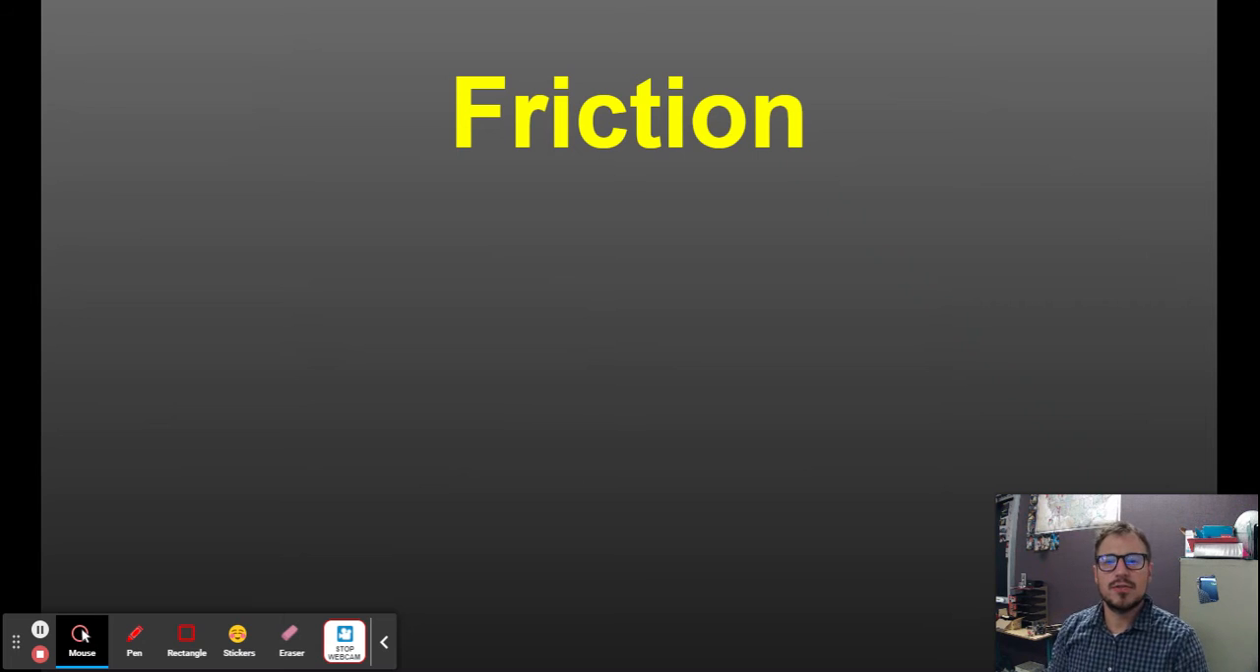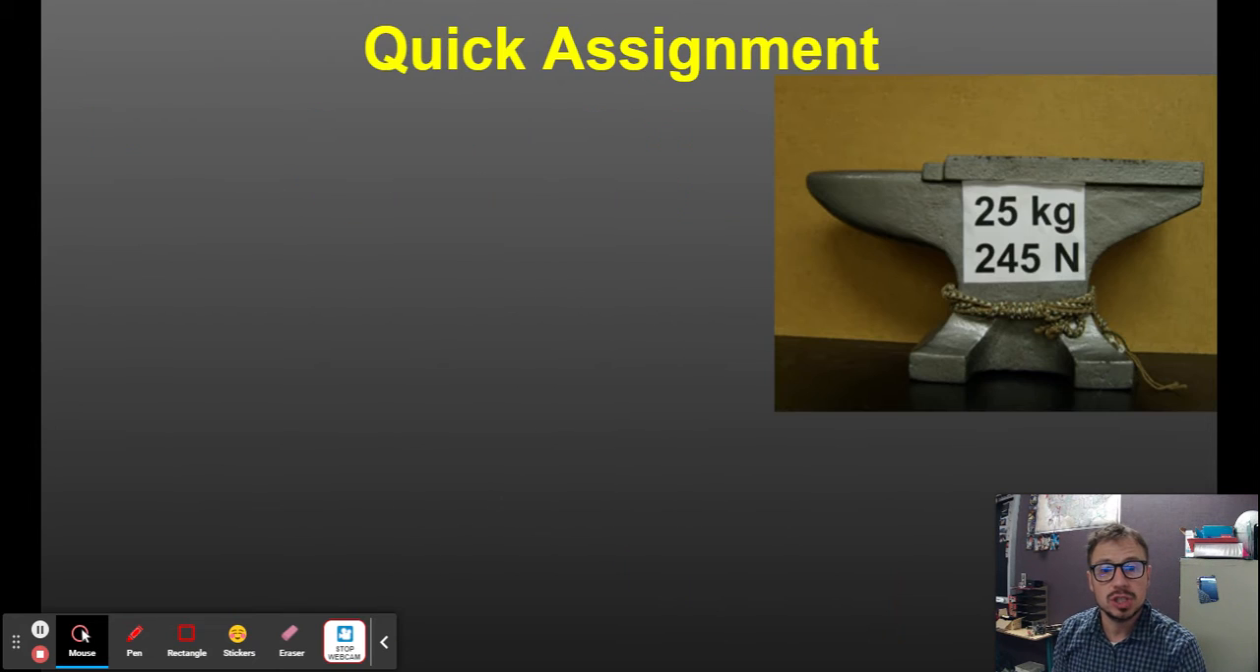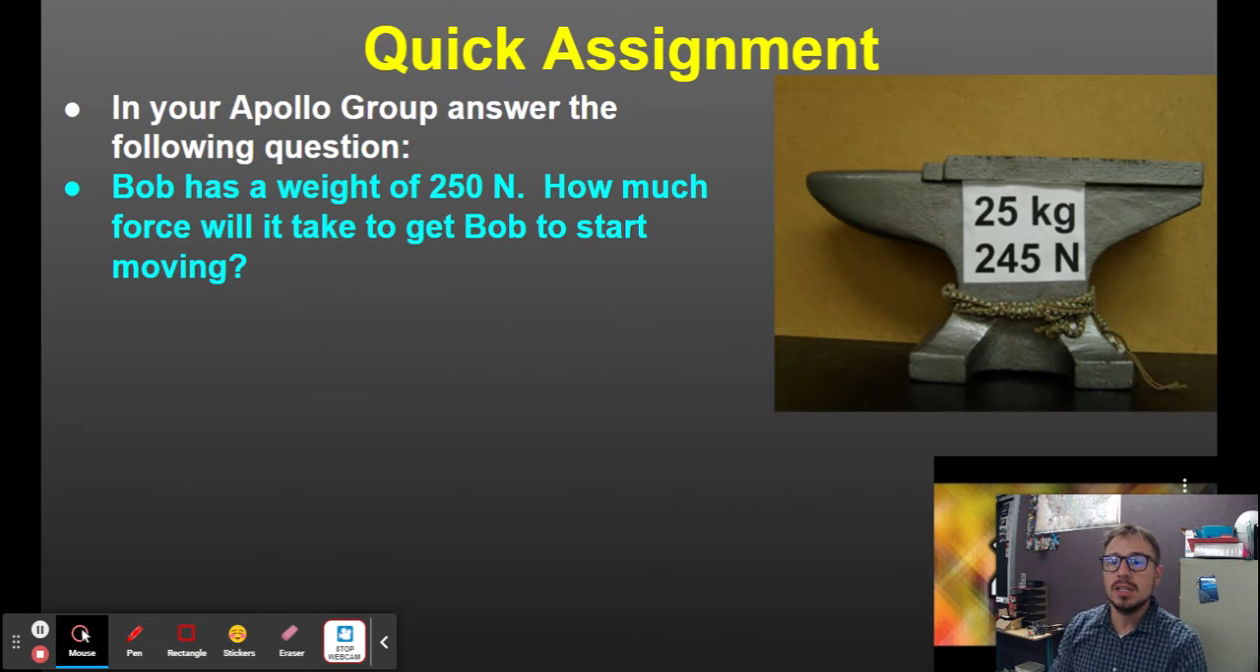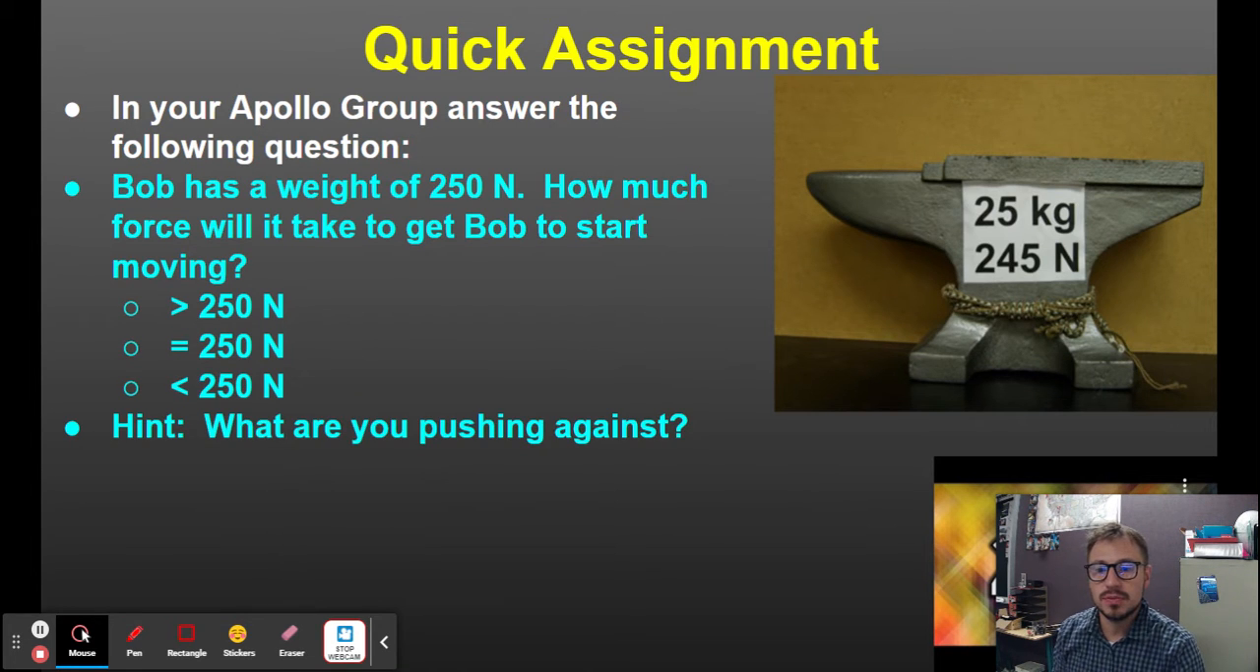All right, this is the friction video. The first question is, how much force would it take to get Bob, this big anvil, to start sliding on the table? So if you're looking at this question, Bob has a weight of 250 newtons. How much force will it take to get Bob to start moving? It needs to be greater than 250, equal to 250, or less than 250 newtons.